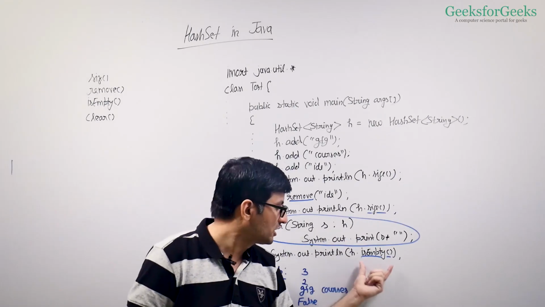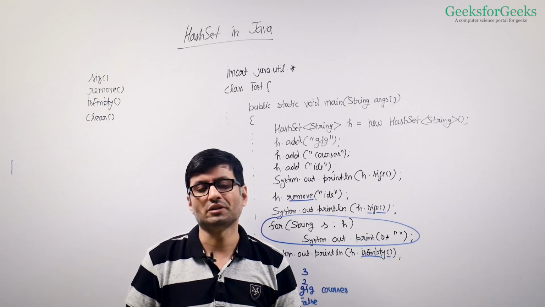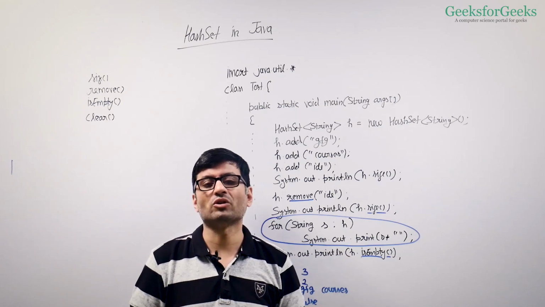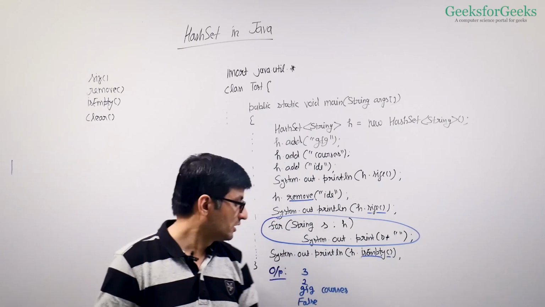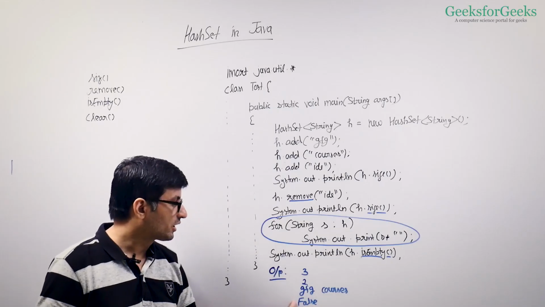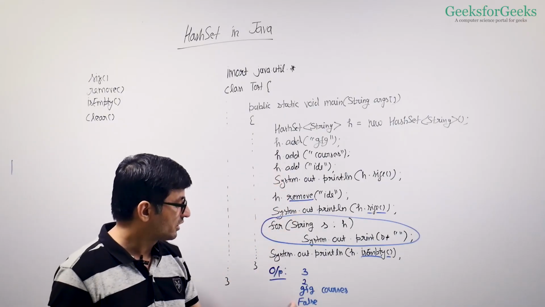Let us talk about the isEmpty function. The isEmpty function returns true if the hash set is empty and does not contain any items. If it contains any item, it returns false. So this function here will return false because there are two items after removal of IDE.